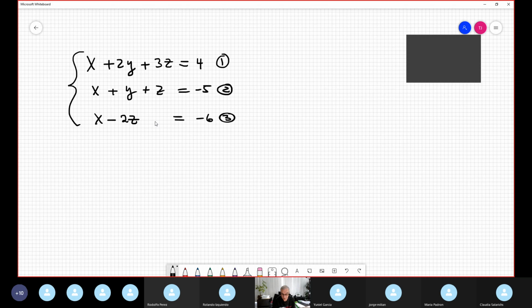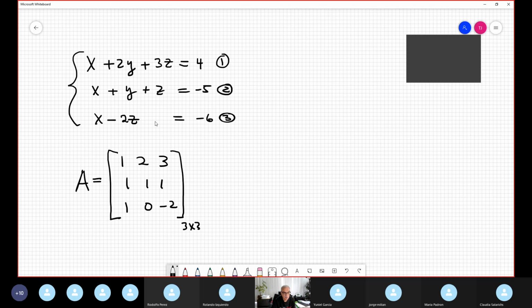Okay, no, forget about the augmented matrix for a moment in this class. You write one matrix A formed only for the coefficients in front of the variables: 1, 2, 3, 1, 1, 1, and 1, 0, and -2. Remember, when one variable is missing, you put 0, right? Because y is missing in this case. And this is 3 by 3, a square. Maybe we can find the inverse matrix. Maybe.